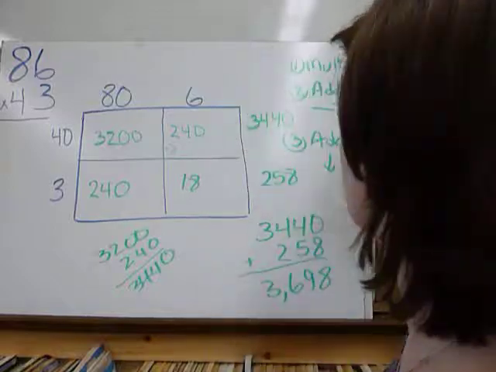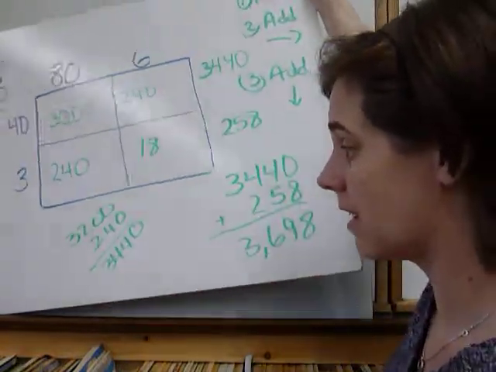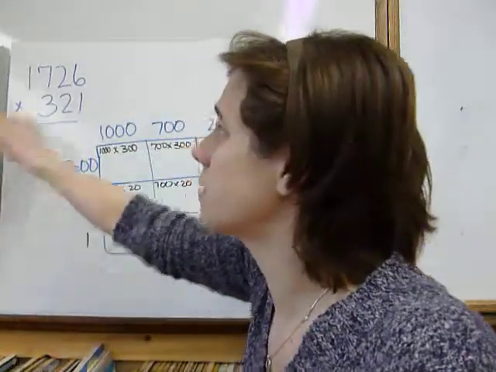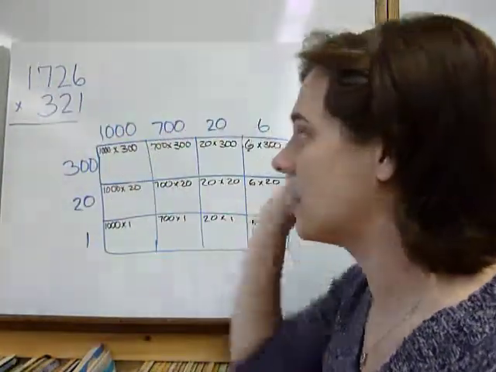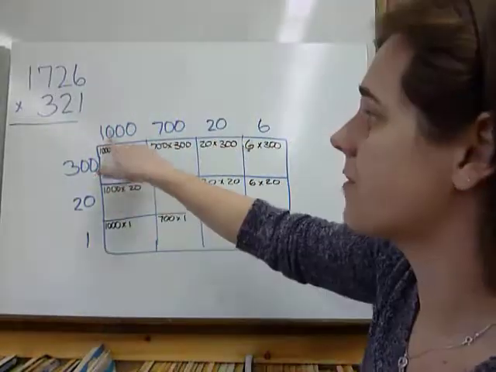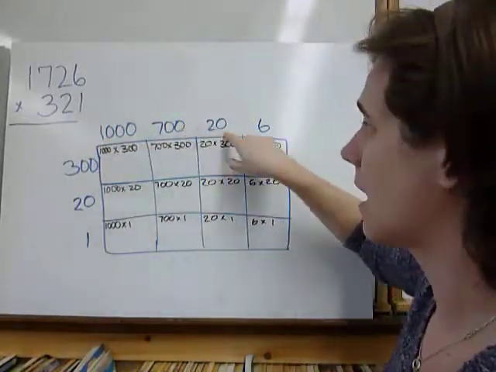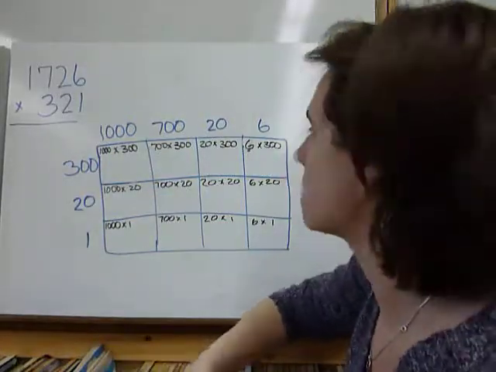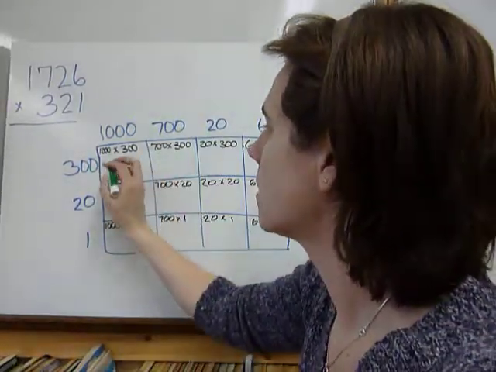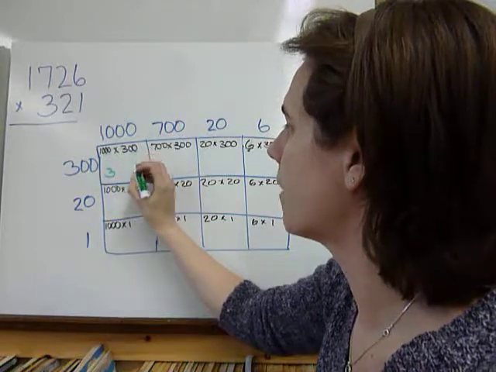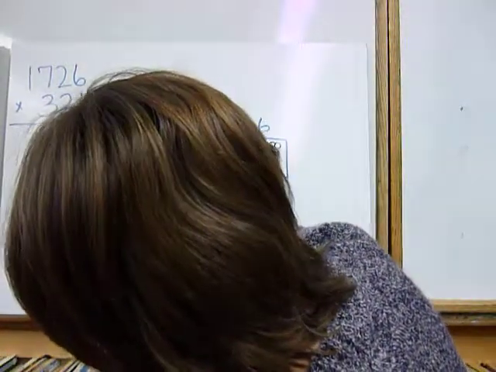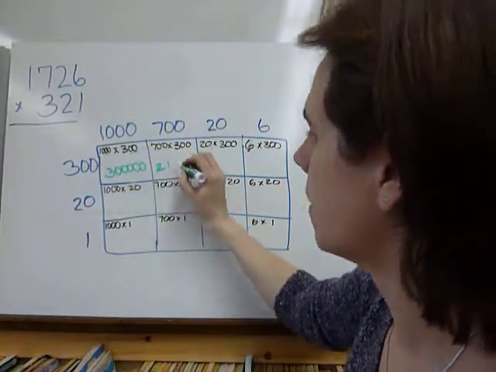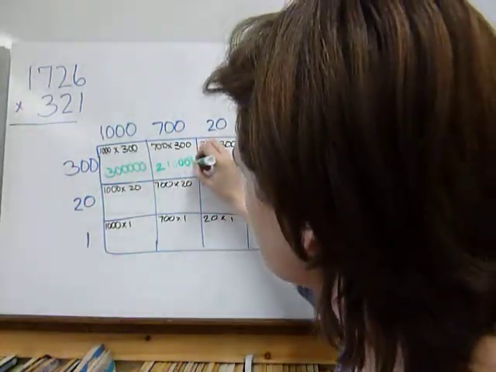Now I just want to do one more problem, show you how it works with a larger number. I have 1,726 times 321. Again, I've put in each of the places needs its own box. It starts to get to be a quite large box. 3, well, I have 1, 2, 3, 4, 5 zeros behind this 3. 7 times 3 is 21 with 4 zeros following behind.